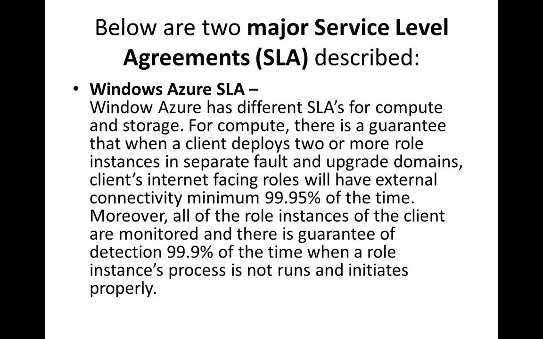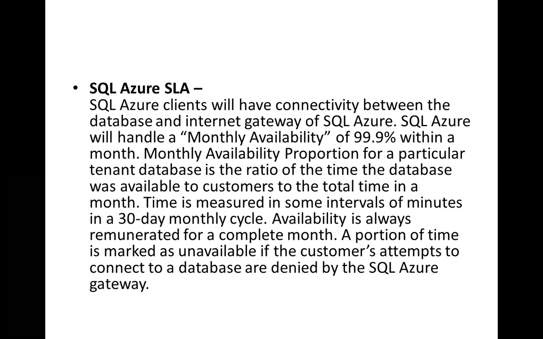99% of the time, when a role instance's process is not running or does not initiate properly, that is the case when this agreement comes into the picture. Moreover, all the role instances of the client are monitored and there is a guarantee of detection. There is a 99% guarantee that it will be detected on time when a role instance process is not running and does not initiate properly.